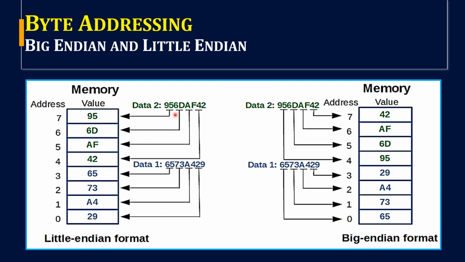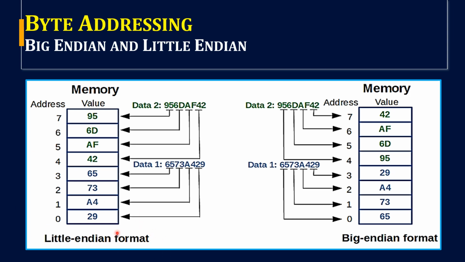Another example, 956DAF42. The lower byte address is used for representing the lower byte, that is the little endian. 42 is represented by the address 4. Then AF in 5, 6D in the address 6, and the most significant byte 95 is stored in the address 7. So this is the case of little endian format.